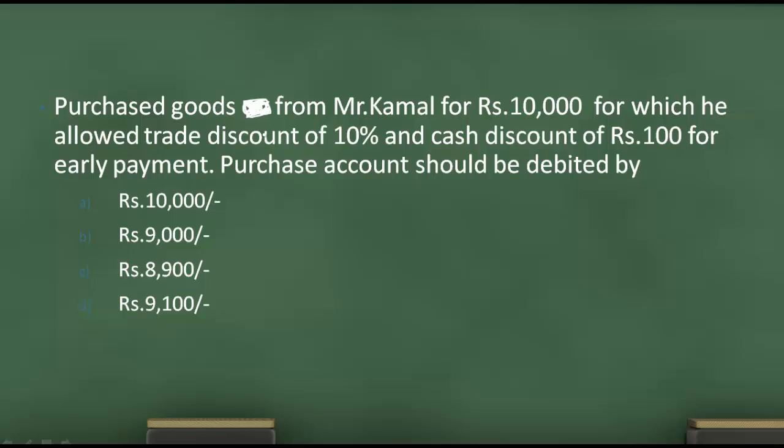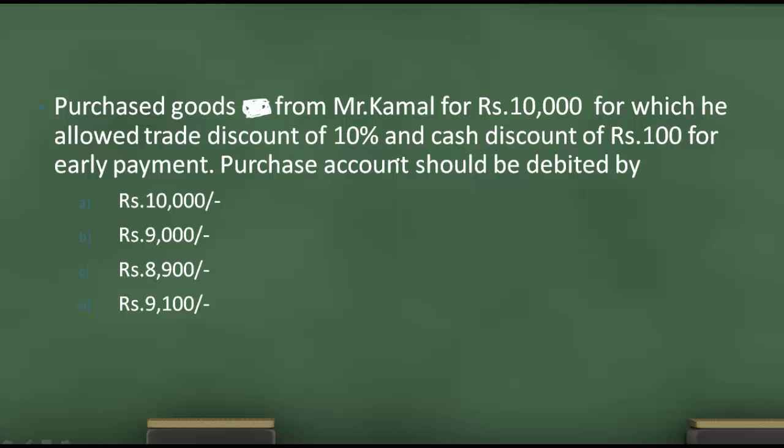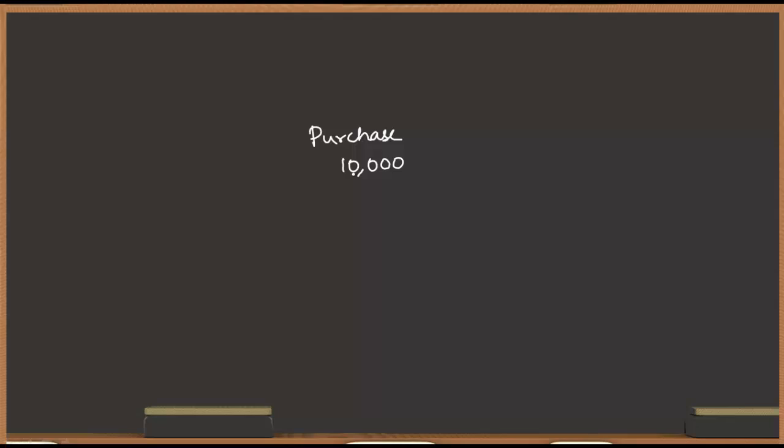Next question, purchased goods from Mr. Kamal for rupees 10,000 for which he allowed a trade discount of 10% and a cash discount of rupees 100 for early payment. Purchase account should be debited by what? So there are four options. Before looking into the options, let us understand the scenario. There is a purchase worth rupees 10,000. On this 10,000, Mr. Kamal has given a trade discount of 10%.